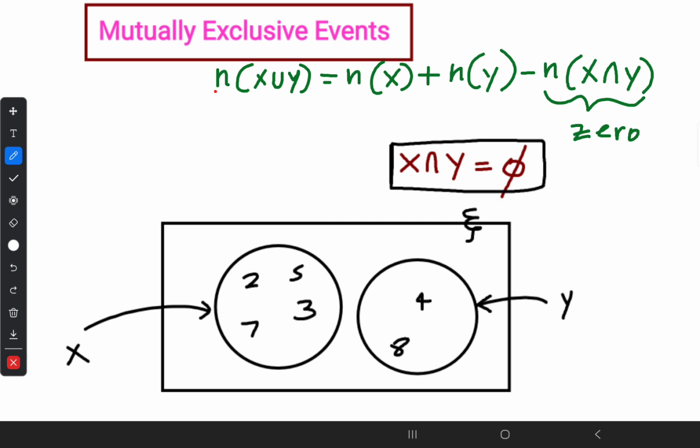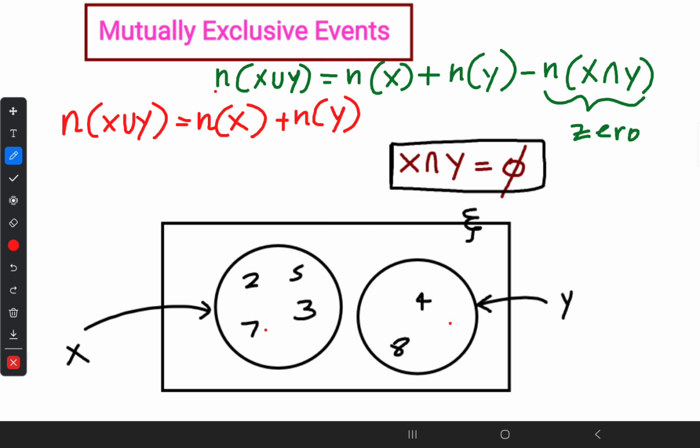We can rewrite the formula: number of X union Y equals number of X plus number of Y only. Think about it. X union Y means X and Y both together. How many elements are there? Here 4, here 2. Number of X is 4 plus 2, so totally 6. Here also 6. Equal. This is 0. That's why subtracting 0 or adding 0 doesn't make any change in our equation. That's why we omitted this one.